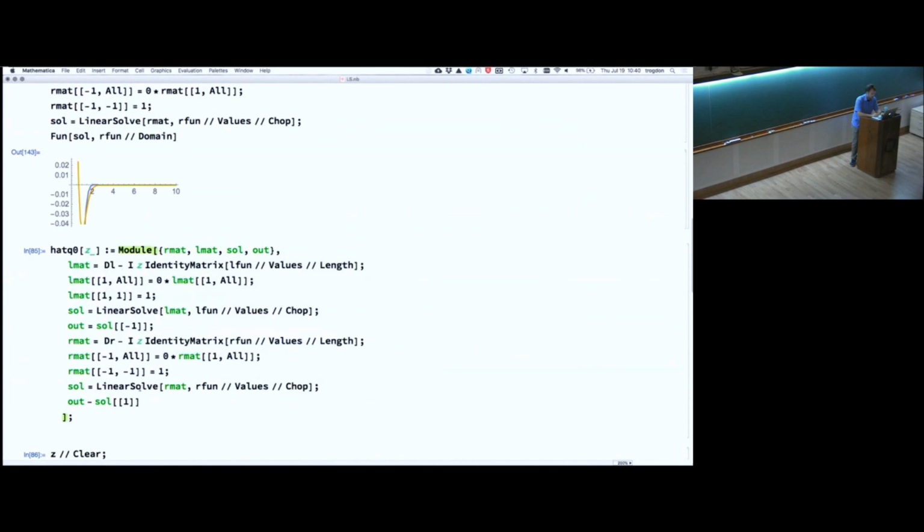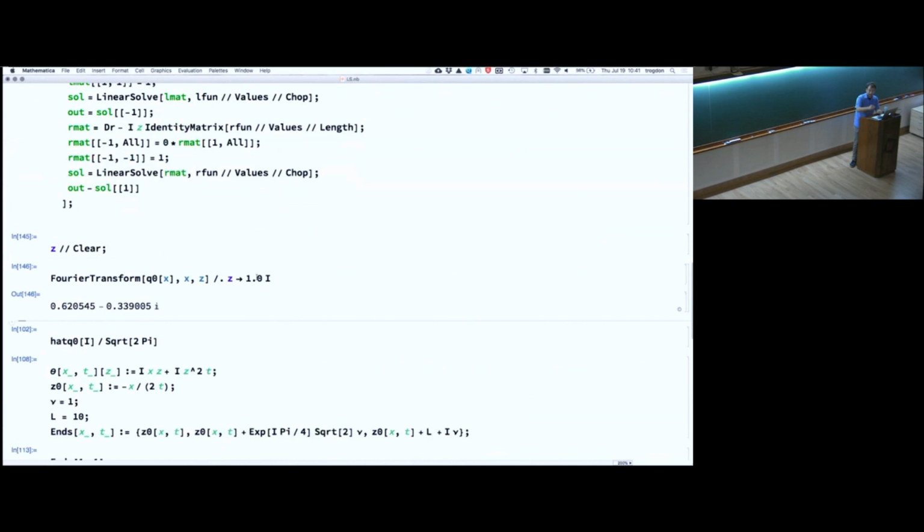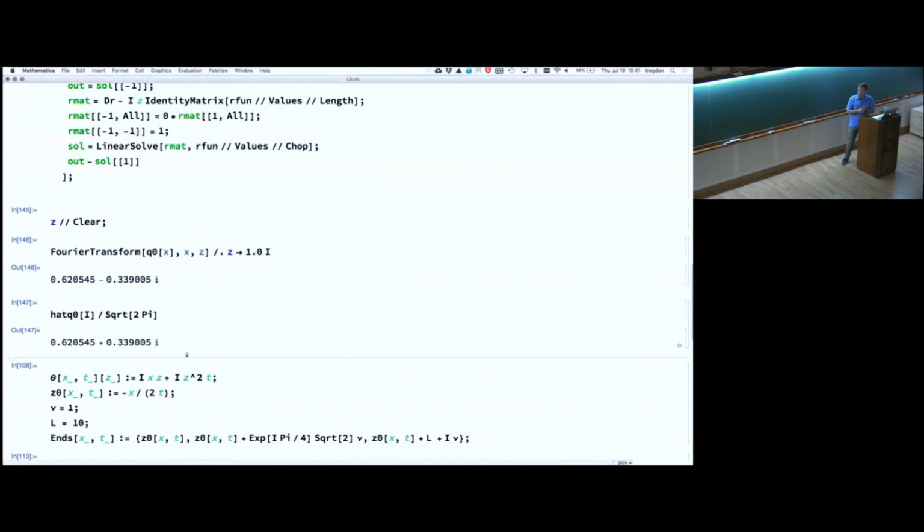Okay, and now let's just check it. We'll call the stock Fourier transform from Mathematica. And notice I'm evaluating on the imaginary axis, so I don't even have to have z real. I can start doing the analytic continuation of the Fourier transform. There's no problem. And then there's my code giving the same value up to whatever digits you can see.